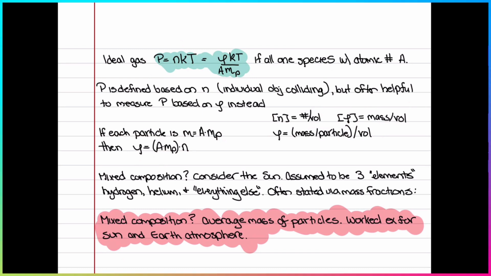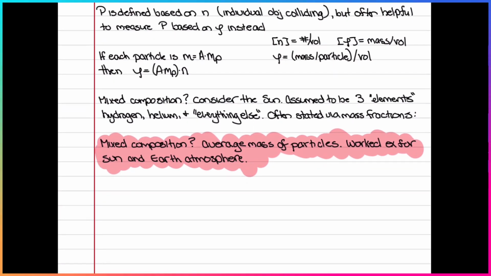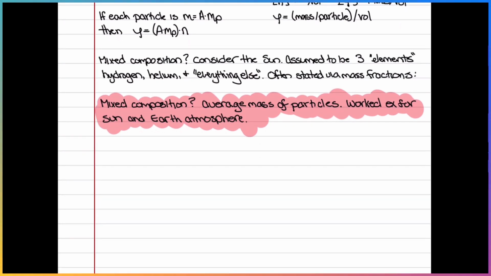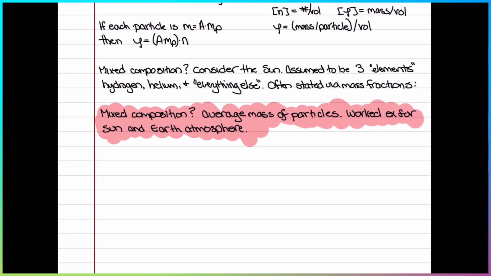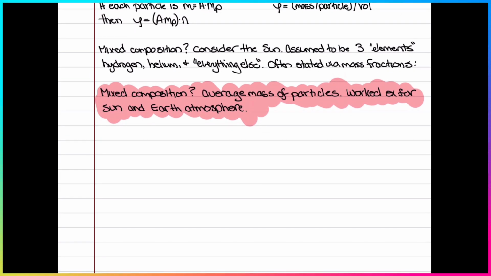But then what do you do if it's mixed? Rarely is it a homogeneous composition, right? If you have some heterogeneous composition, what do you do? We could motivate this with an example: the Earth's atmosphere.